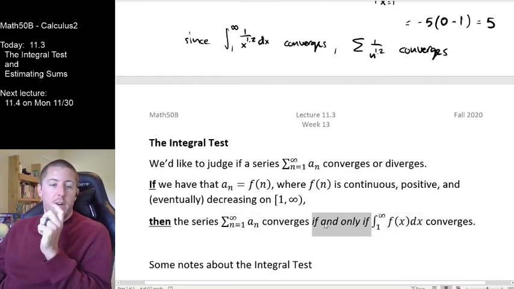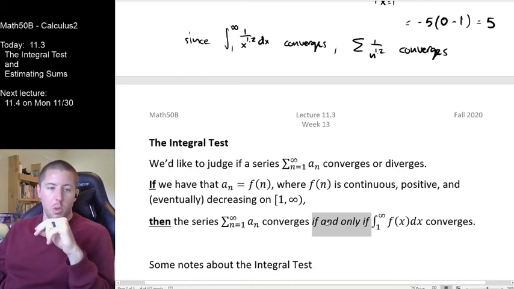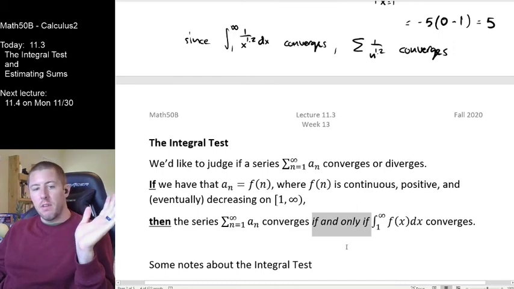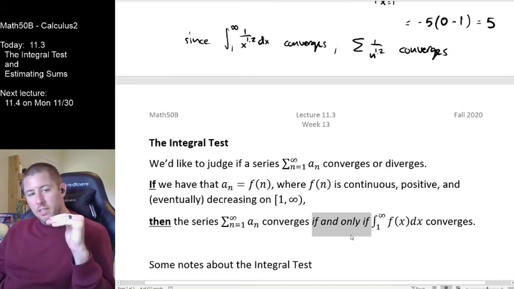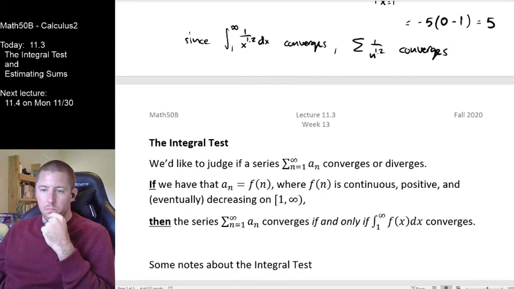So this is our way of writing those two side-by-side statements as one statement with an if and only if right there. If the integral converges, then the series converges. If the integral diverges, then the series diverges. And so we can write this as one statement with that if and only if right there.